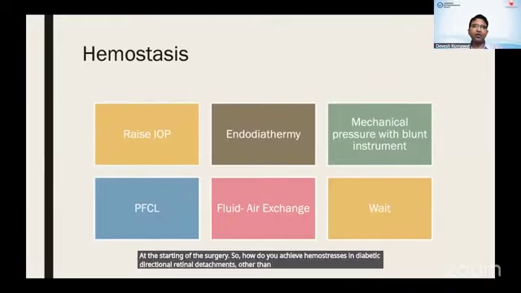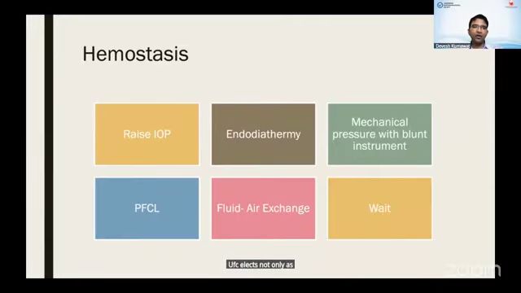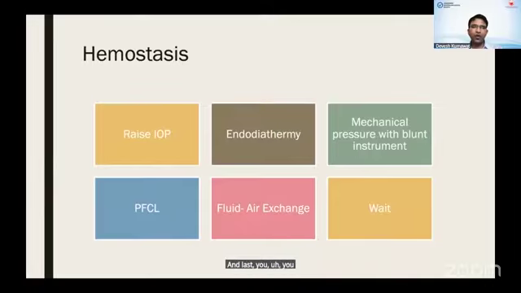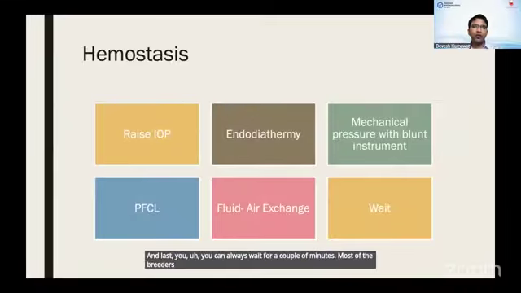Other than raising intraocular pressure and using endodiathermy, you can also use PFCL. PFCL acts not only as a tamponade, but it exerts pressure on the bleeders and reduces the bleeding temporarily. You can also switch to fluid air exchange. A coagulum will form under the air quickly, and you can manage that coagulum later on. And last, you can always wait for a couple of minutes. Most of the bleeders will stop bleeding on their own, and then you can tackle them later.